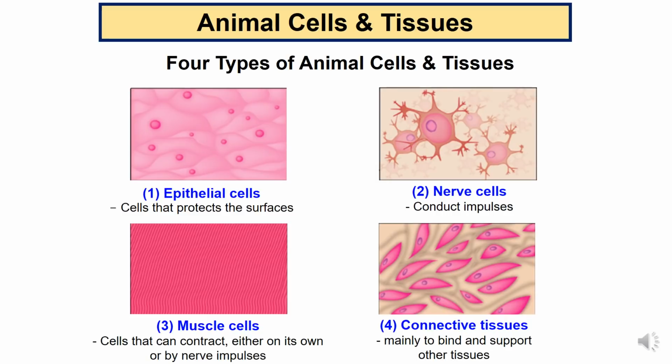Animal cells and tissues are divided into four types. We have the epithelial cells, which can be found lining the organs, and the function is to protect the surfaces. Nerve cells for impulse conduction. The muscle cells that can contract either by its own or triggered by nerve impulses, as well as the connective tissue, which is mainly to bind and support other tissues.